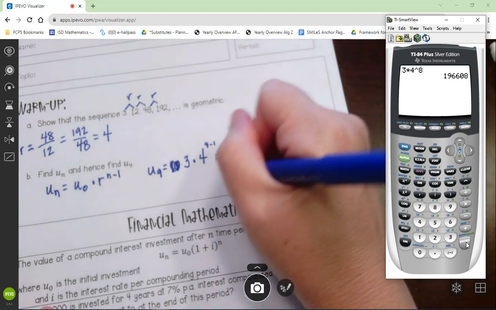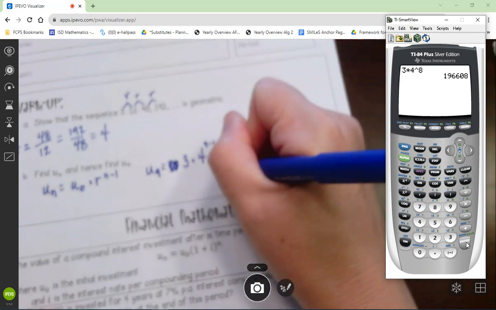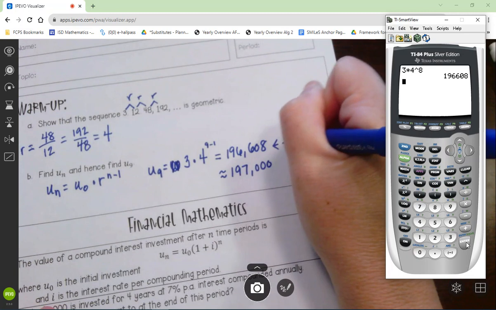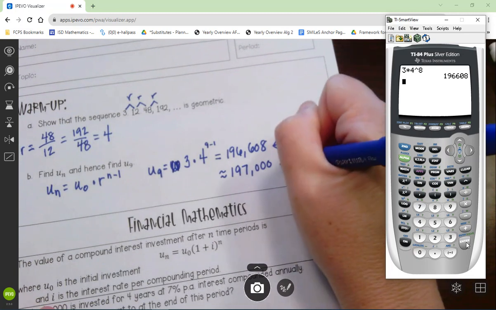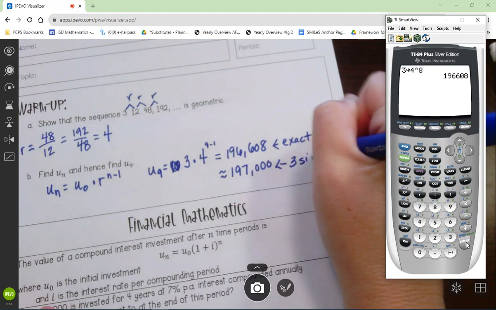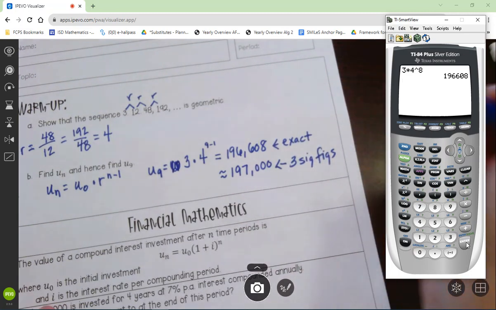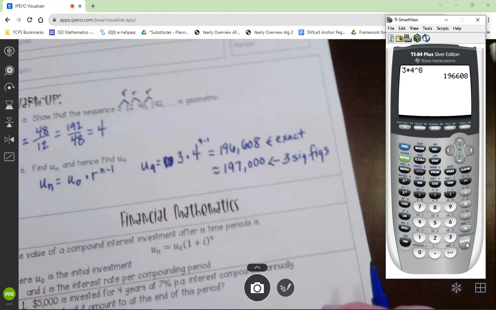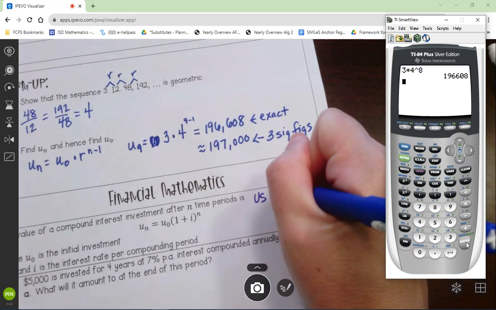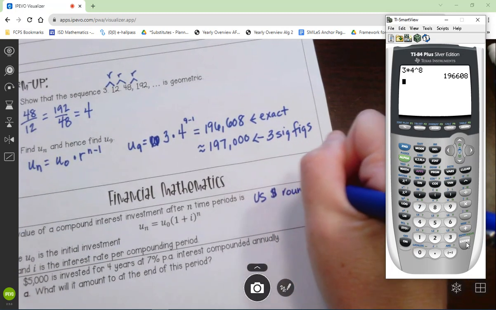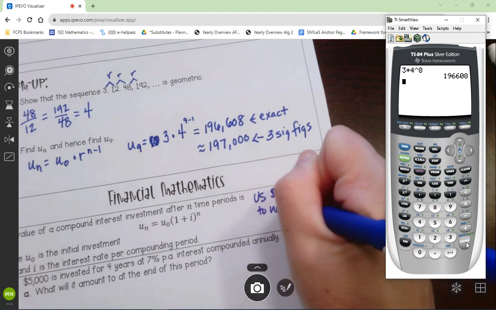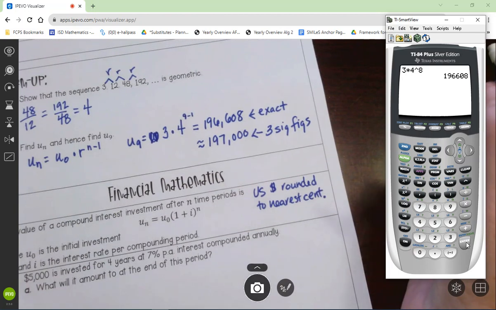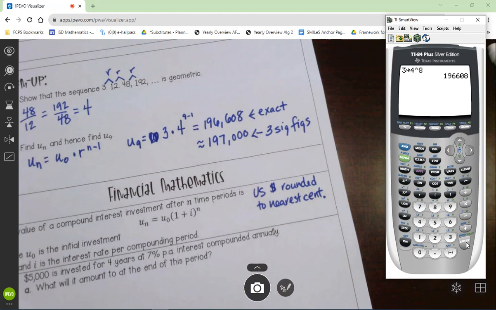If I wanted to round it to 3 sig figs, then this 6 here would round up: 197,000. So exact and 3 sig figs. In today's notes, we're going to be talking a lot about money, and money is not rounded to 3 sig figs. US dollars will be rounded to the nearest cent. And many other currencies will be rounded the same way. We'll get to one that does not differentiate into cents.